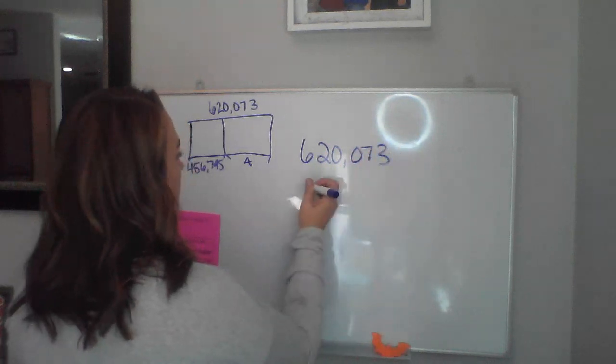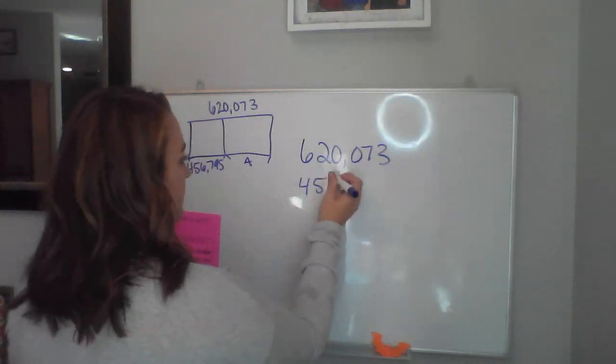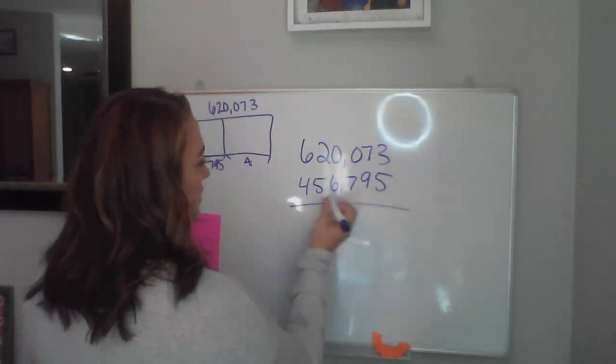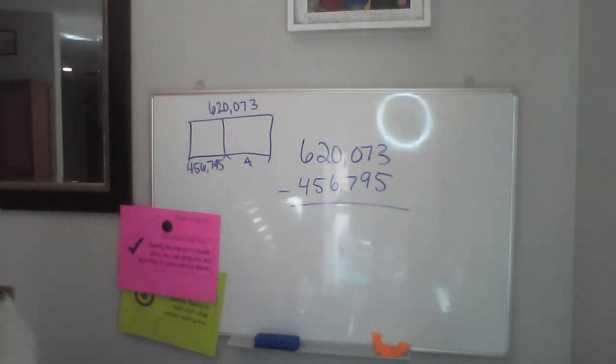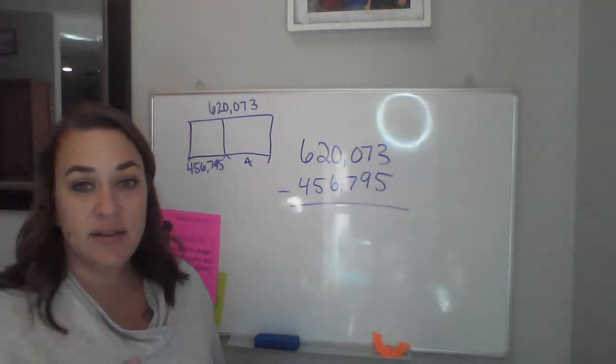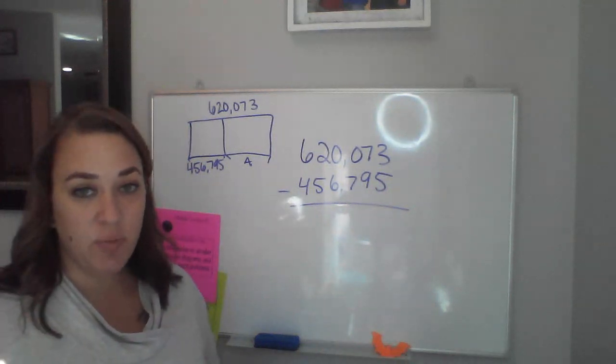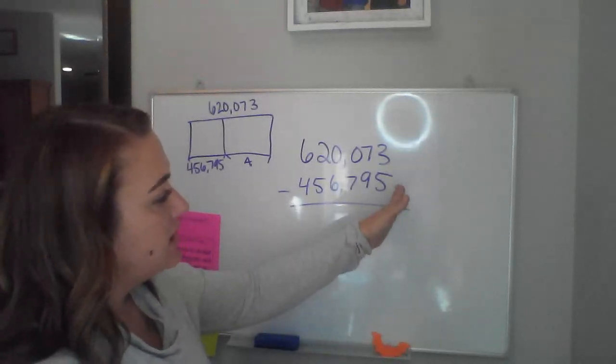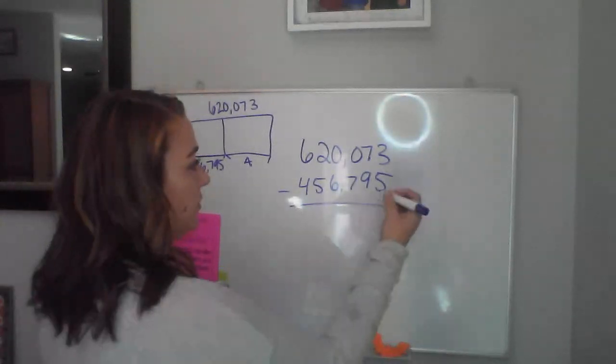620,073 minus 456,795. All right, so step one, we need to set up our problem and see what decomposing we need to do before we can subtract. Our ones, 3 minus 5, I'm going to need to decompose.